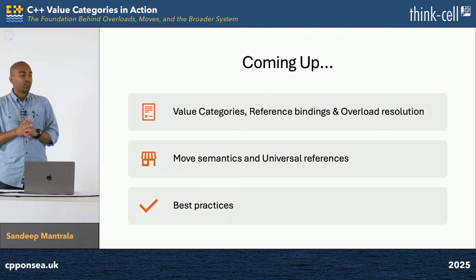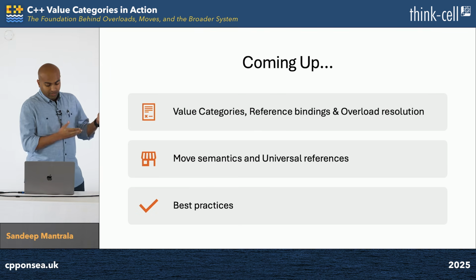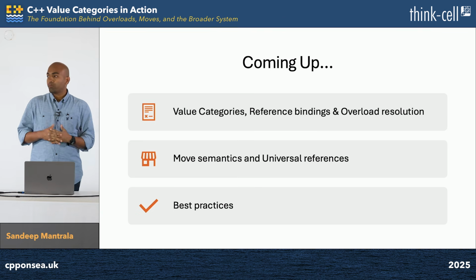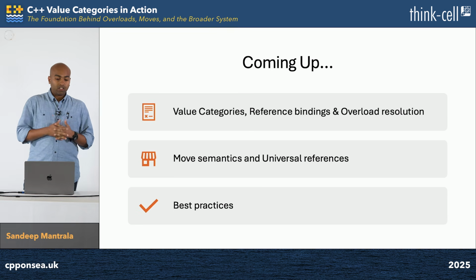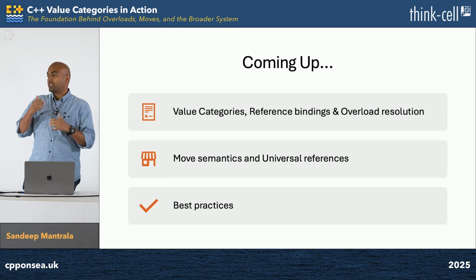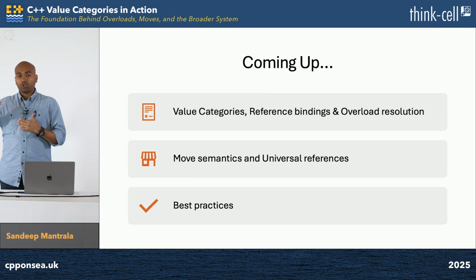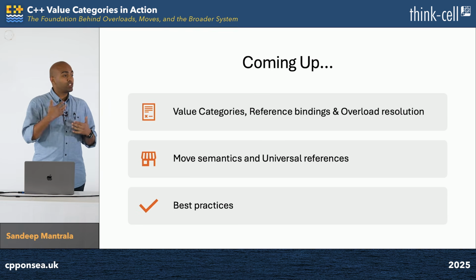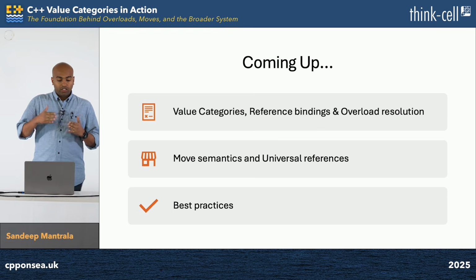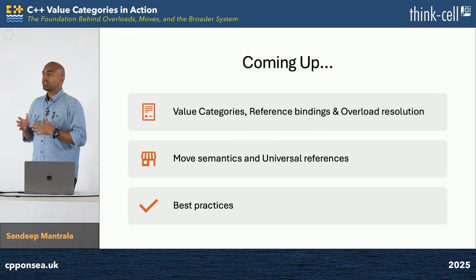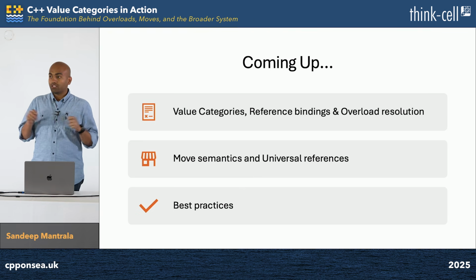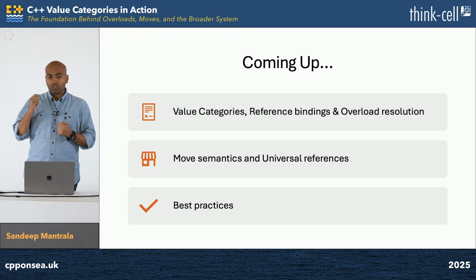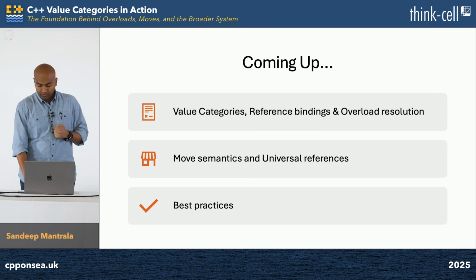So coming up in today's talk, firstly we will discuss, of course, what value categories are. Then we will talk in depth about various kinds of references we have in C++11, and if there are multiple overloads available for all these references, how the overload resolution happens and what the priority is. Shortly after that, we will also talk about move semantics and universal references. And in the end, we will look into the best practices around these concepts, which will hopefully give you all an idea as to what you can immediately improve in your code.